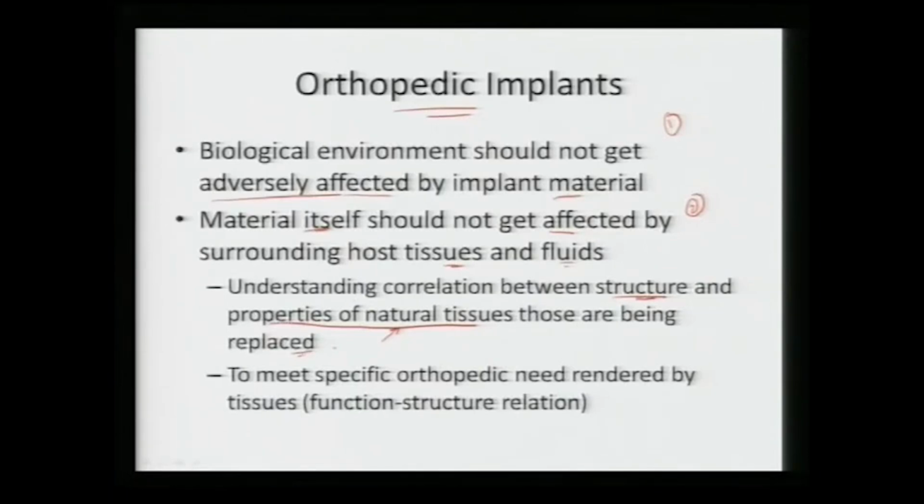So in continuity, the specific orthopedic need rendered by the tissue has to be replaced by an artificial orthopedic implant. In totality, it becomes essential to see the correlation between the function of the tissue and how it is affected by the structure. The overall structure of the tissue and its functionality has to be replaced exactly by the artificial orthopedic implant. That gives the overall feel of orthopedic implants: first, it should not adversely affect the biological environment; secondly, it should not get degraded or affected by the surrounding host tissues and fluids.